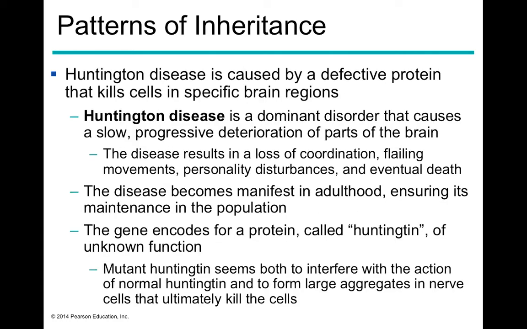Now, an example of a dominant disease is Huntington's disease. Huntington's disease is caused by a defective allele that creates a defective protein that kills brain cells in specific brain regions. And it happens slowly.